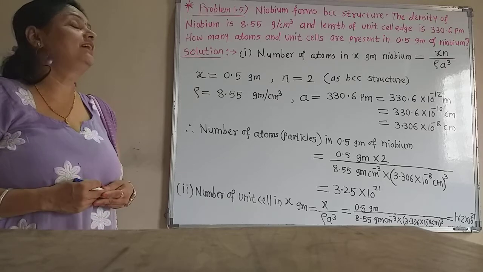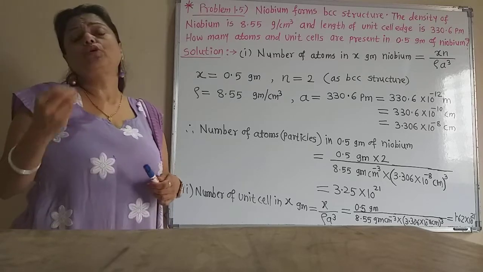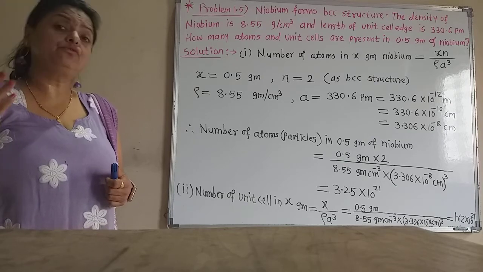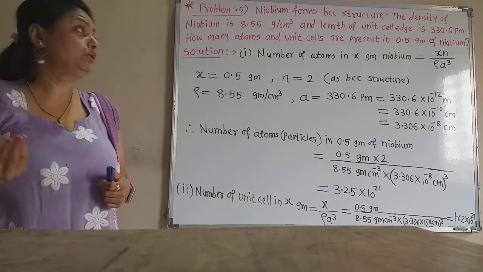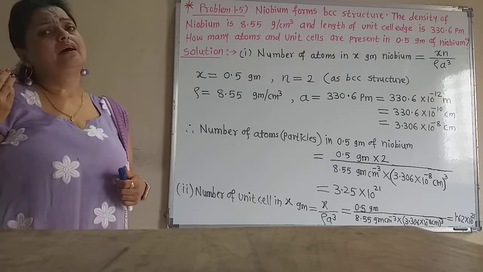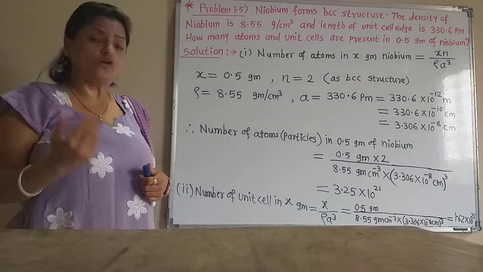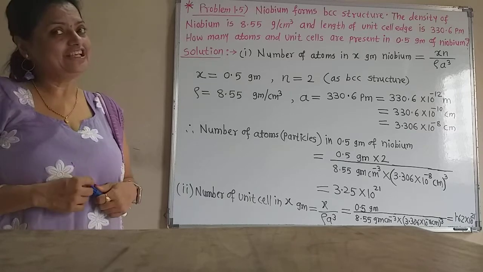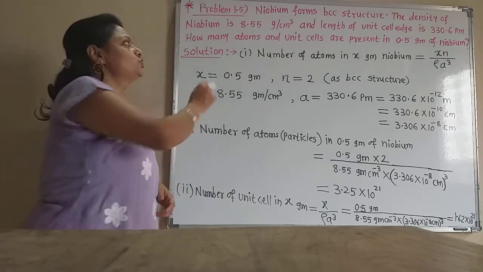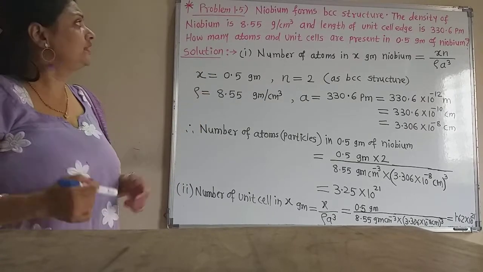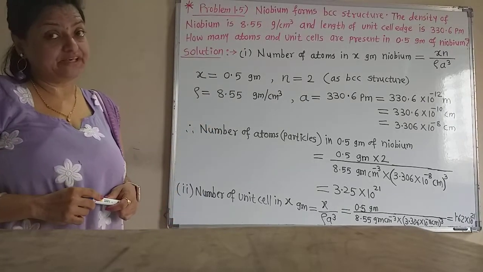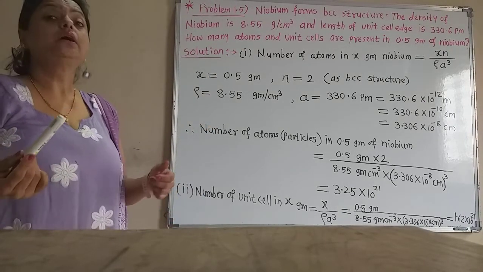Now this is our numerical. If you understand very well what the given parameters are and which parameters we have to calculate in the given problem, then by reading this problem or any problem very carefully, we can easily solve it. Now the solution. First we want to calculate how many atoms, that is particles, are present in 0.5 gram of the given metal.